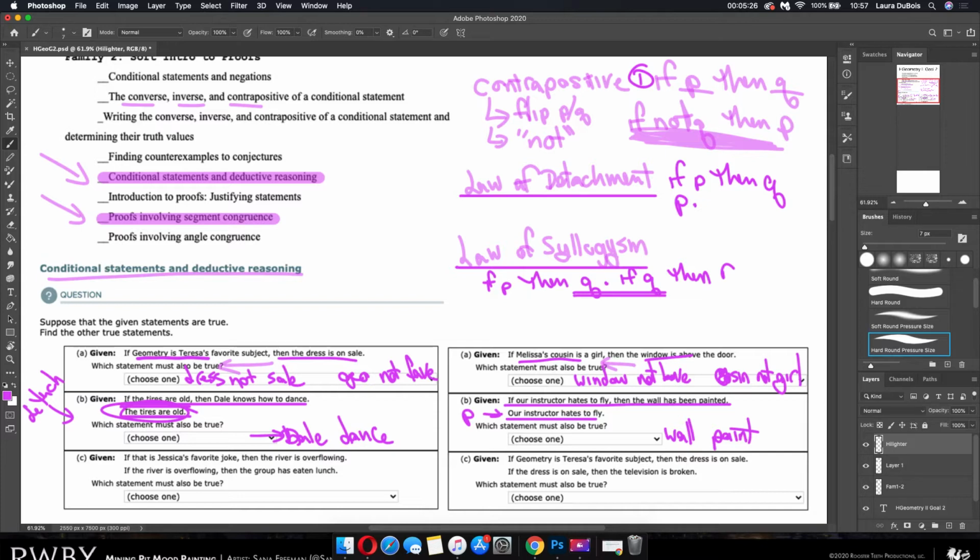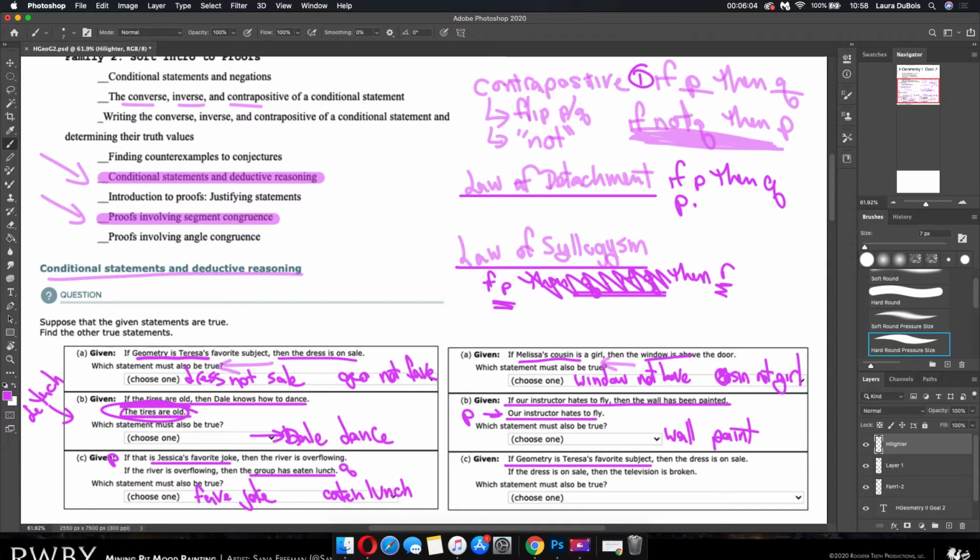What we want to do, if you know from your old-timey movies, there's a phrase, cut the middleman. What we're doing for the law of syllogism is we're actually cutting out all of your Q's. So you're left with P and R. So if we're looking down at this one, if that's Jessica's favorite joke, the river is overflowing, then the group has eaten lunch. There's your P, there's your Q. That's what you're expected to write for this answer. So you have your favorite joke, and then you're going to say you have eaten lunch. That's what you're looking for this.